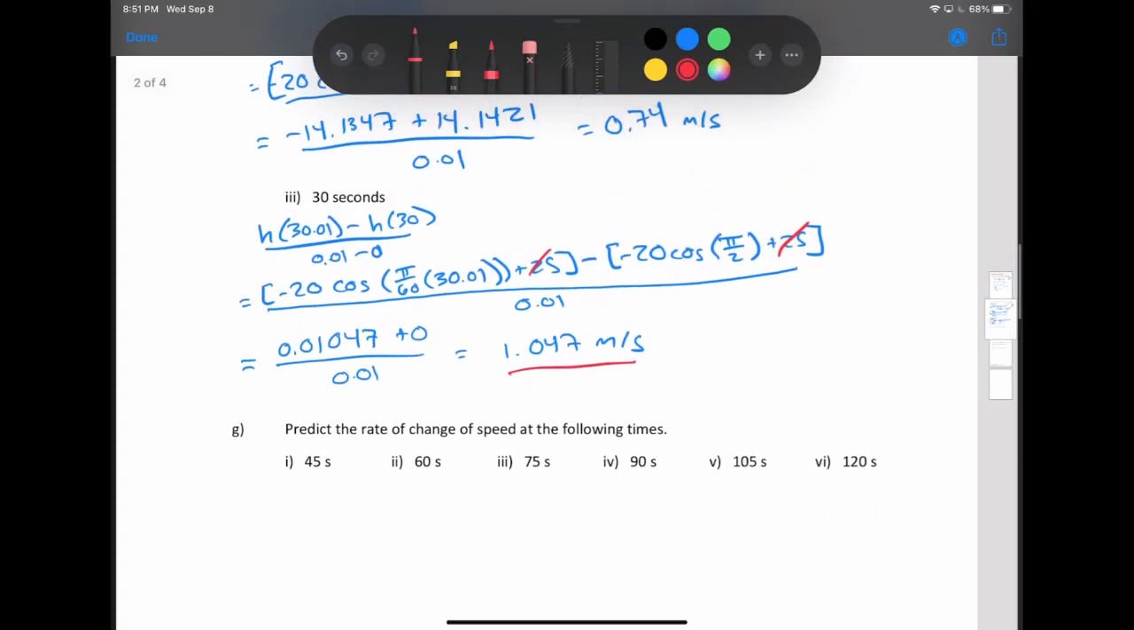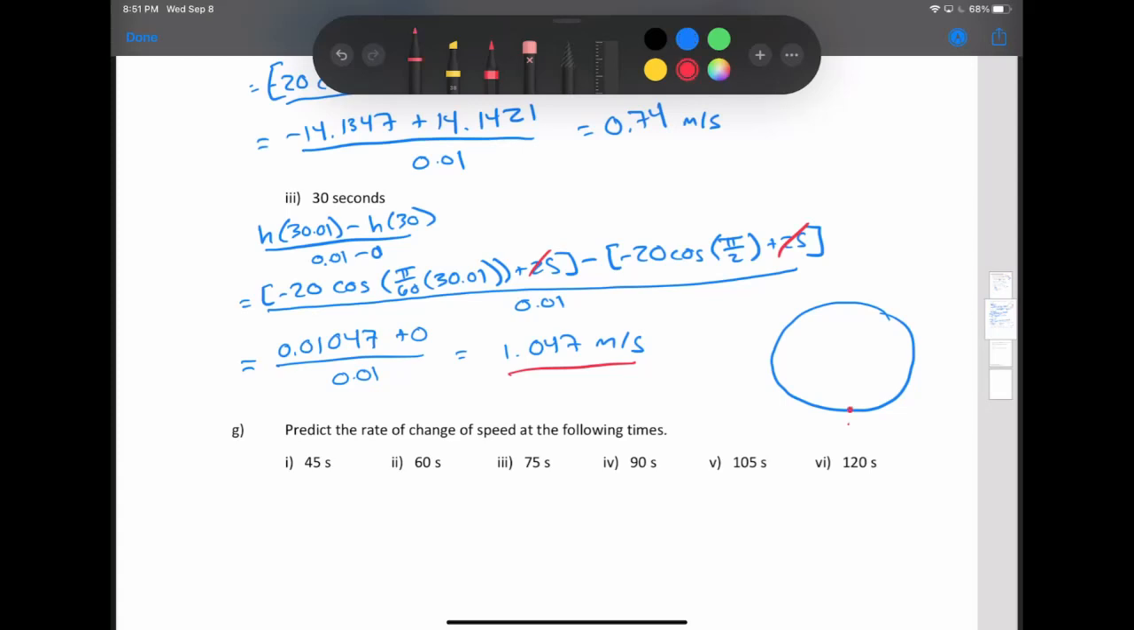Okay, so can we use this to predict the rate of change of speed at a whole bunch of times? Now, you just saw that this is a very tedious equation. We don't want to have to do it constantly, but I'm going to show you a little trick. I'm going to redraw the Ferris wheel right here, and I'm going to label a few points.